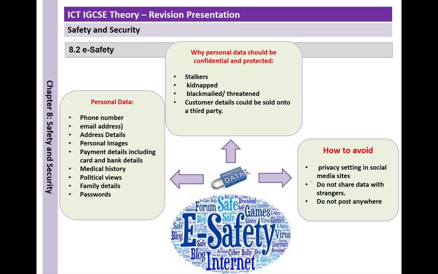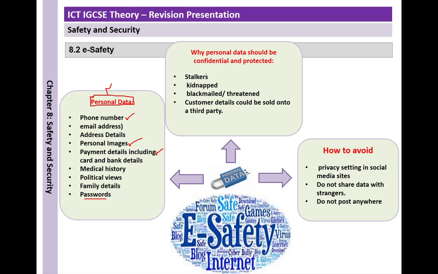Next, electronic safety, and by electronic safety we mean making sure that your personal data is always safe. And by personal data we mean your personal phone number, email address, your personal image, your personal bank account details, medical history, political views, families, and even password. All of these should always be kept secure. Why do we keep our personal data secure? Because it might be used against us.